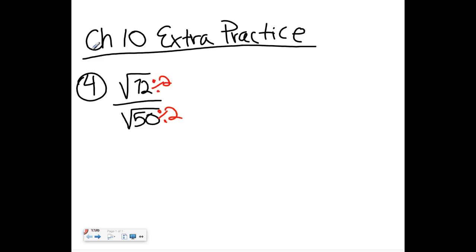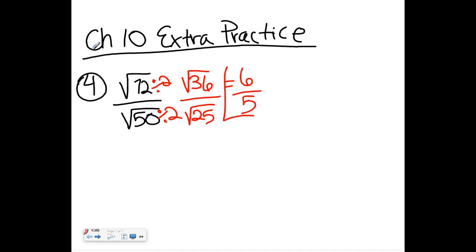When I do that, I now have the square root of 36 divided by the square root of 25, and I hope everyone sees those are special numbers. We know the square root of 36 is 6, and we know the square root of 25 is 5. So that problem looked intense, but once we reduced things, it got a lot easier.